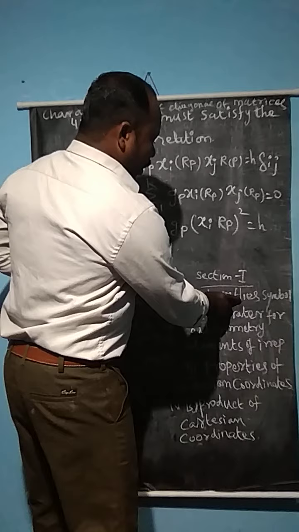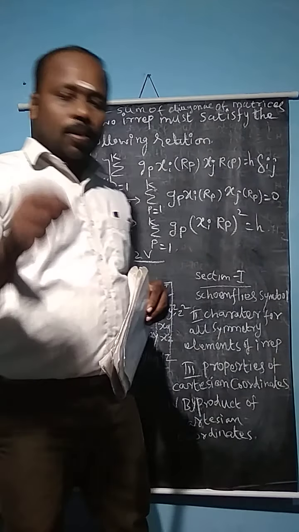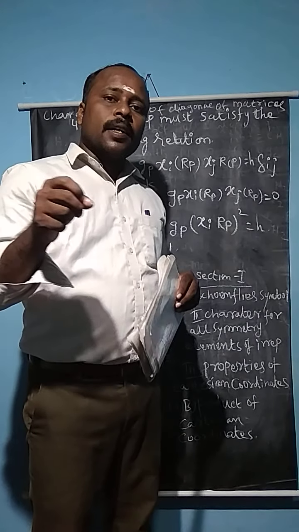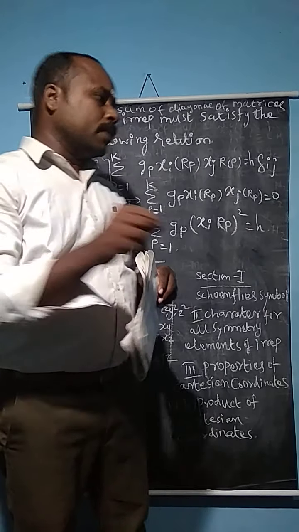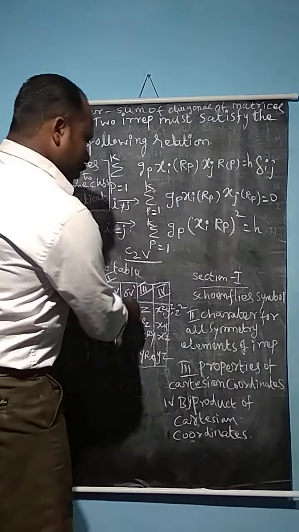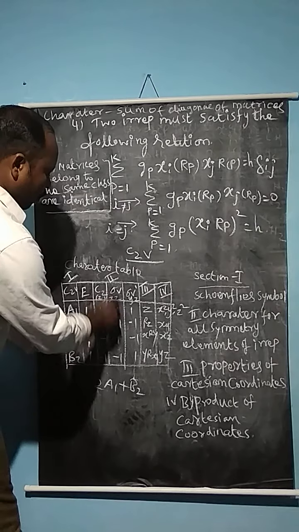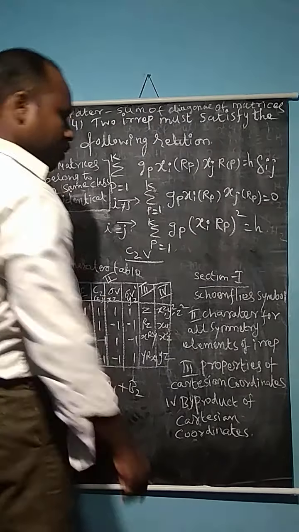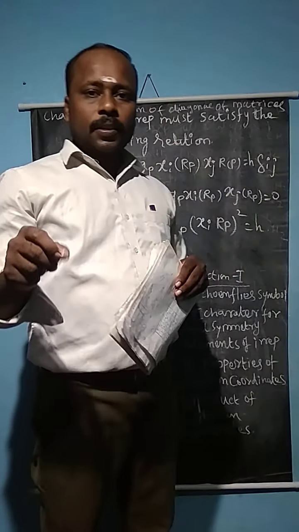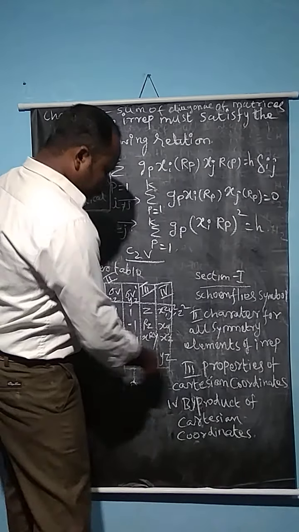So the symbols used in the first column are explained by section 1 in the table. Section 2 explains the character for all symmetry elements of the irreducible representations.